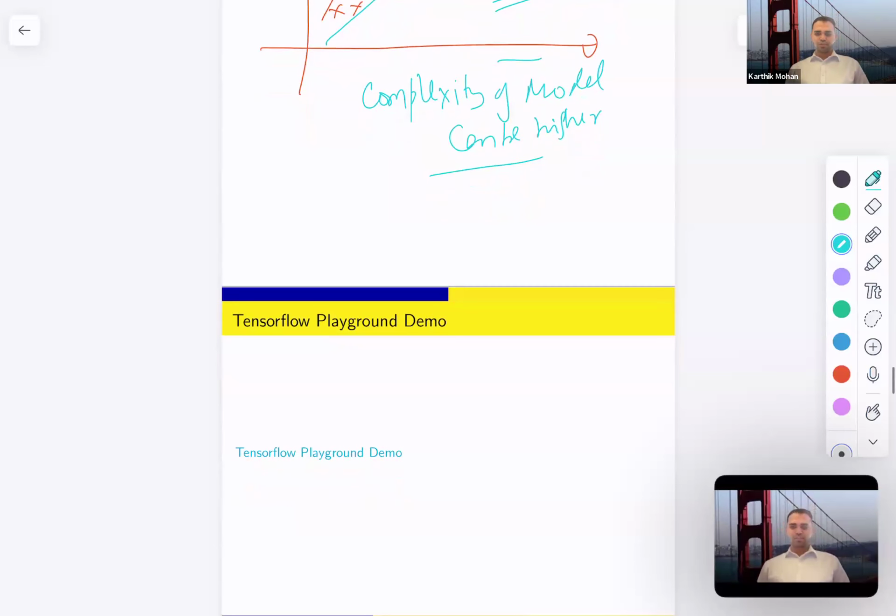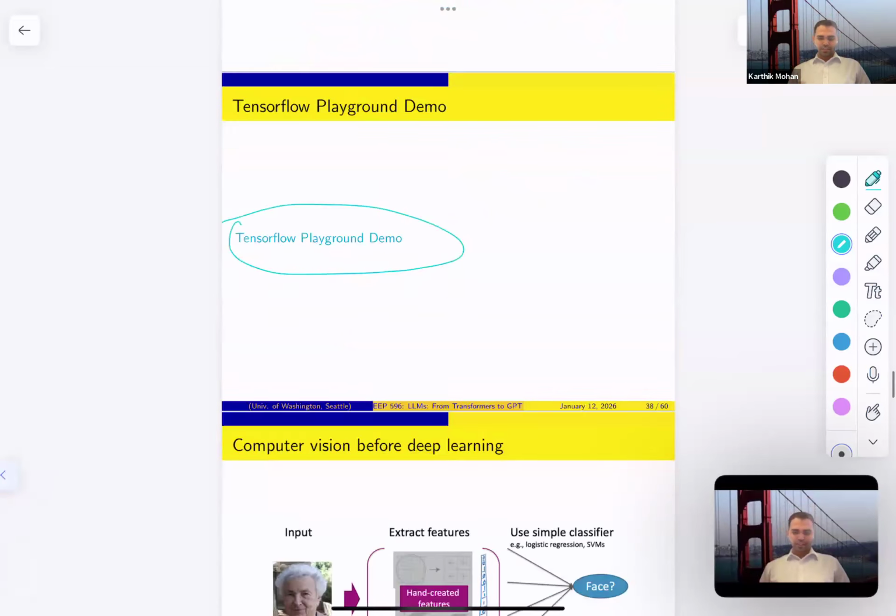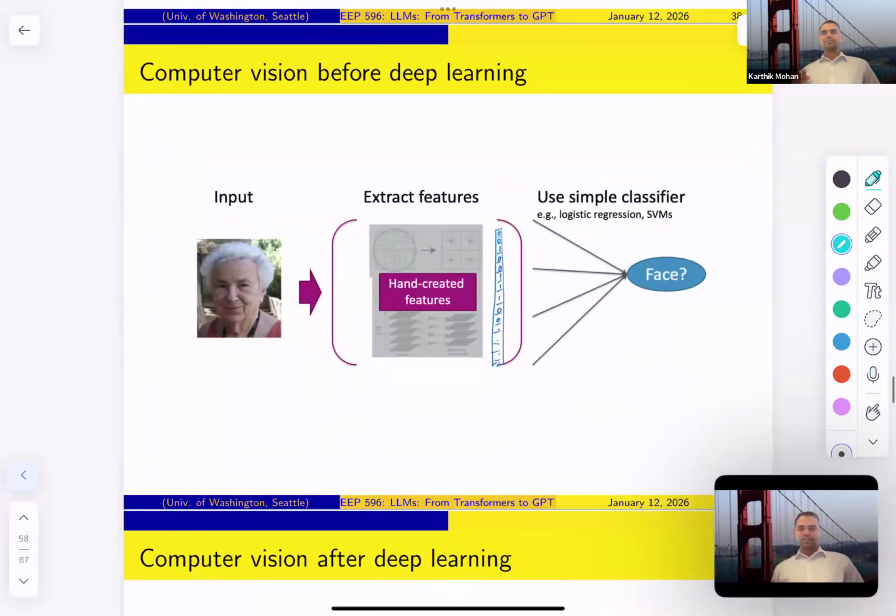So that was a TensorFlow demo. You can take a look at the link here. I think this goes back to a question that someone asked.